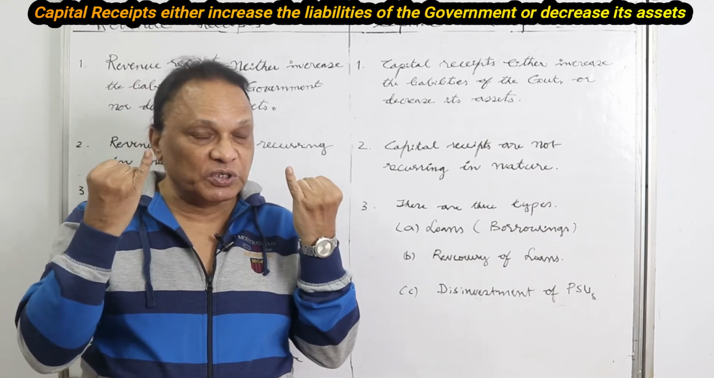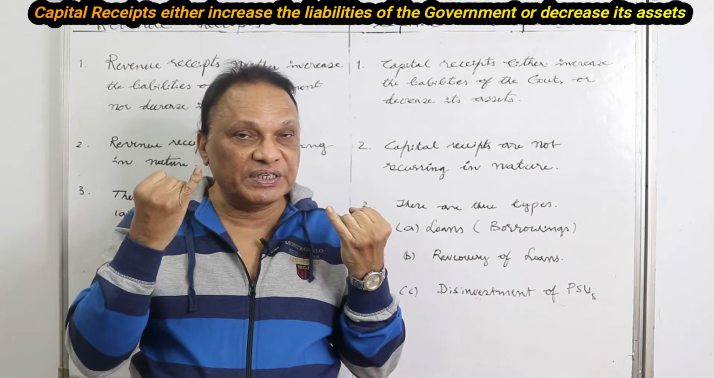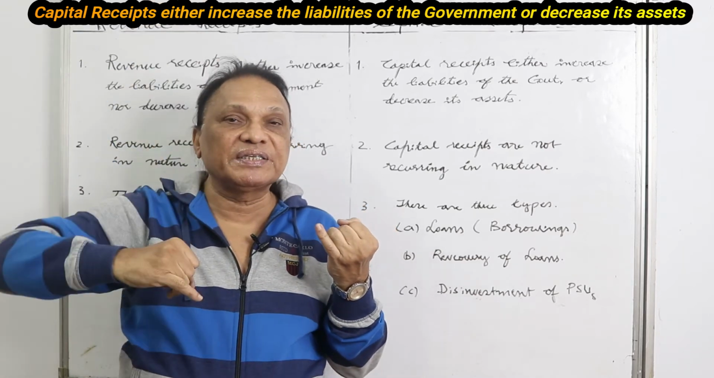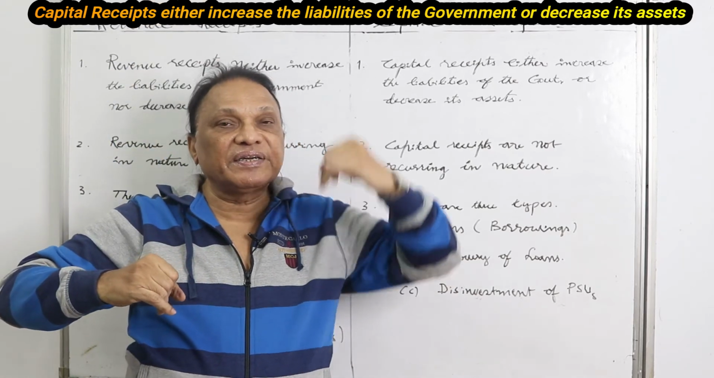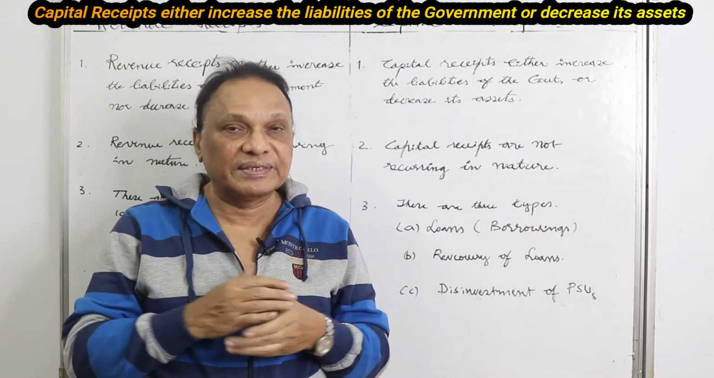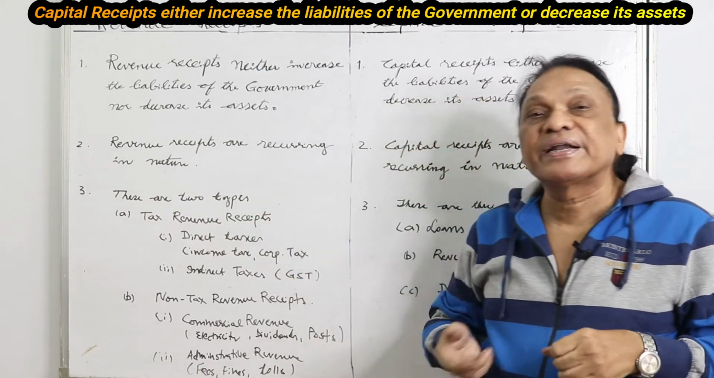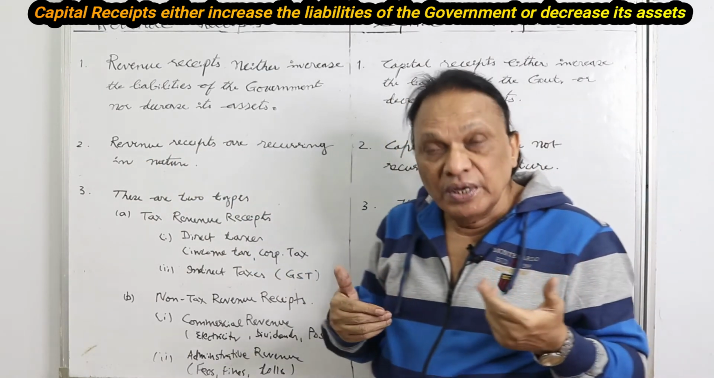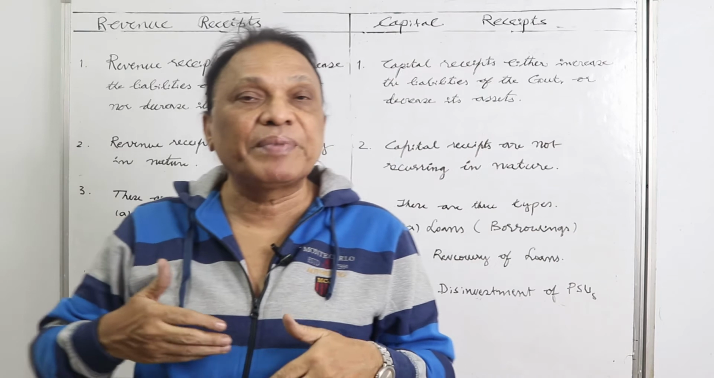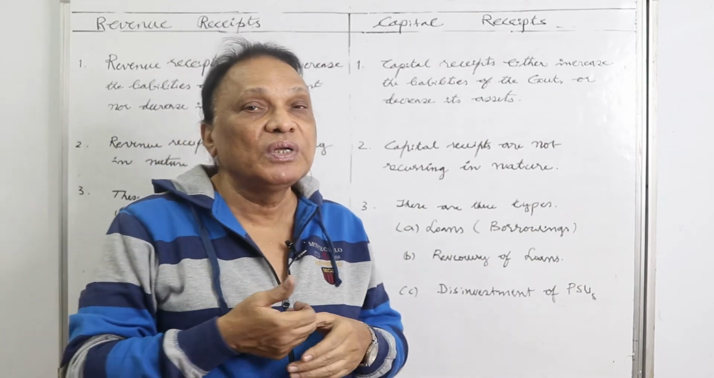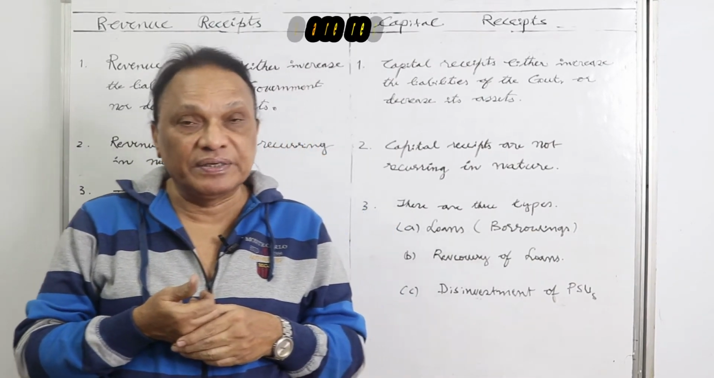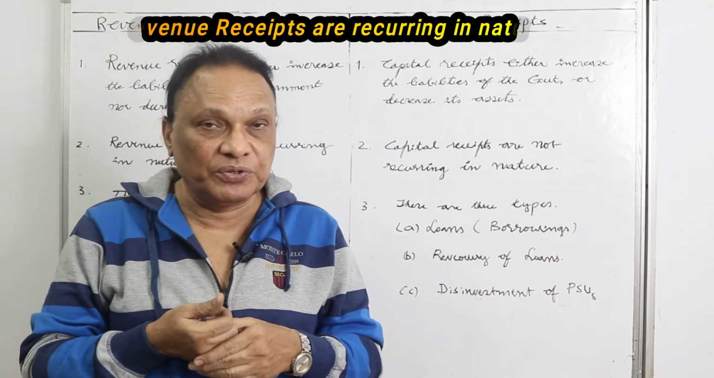So I hope you got the first point. Revenue receipts neither increase the liabilities nor decrease the assets. Capital receipts either increase the liabilities or decrease the assets. The second point: revenue receipts are recurring in nature, every year or every month, every quarter, people have to pay it.